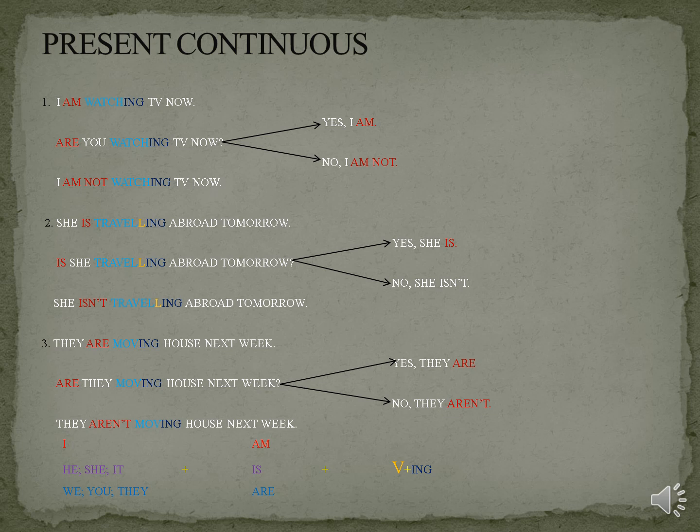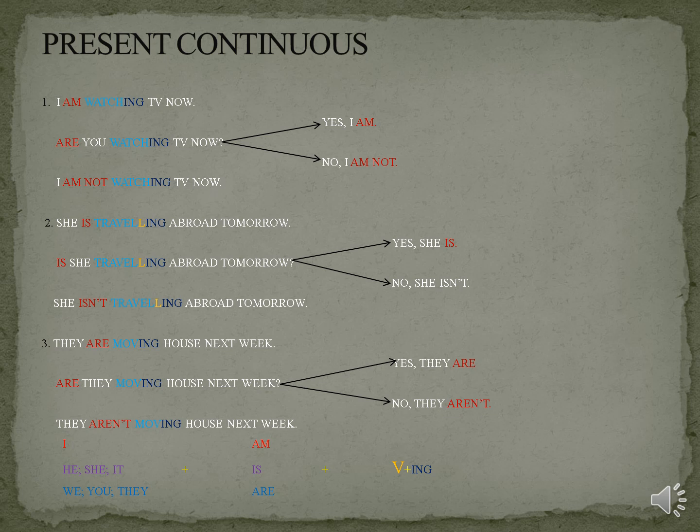As you can notice, one of the verbs is written in a different color, and you should know that verbs ending in L double the L before adding ing. The third example is in the plural. So whenever the sentence is in the plural, that is, it begins with we, you, or they, we use are, followed by the main verb in ing.